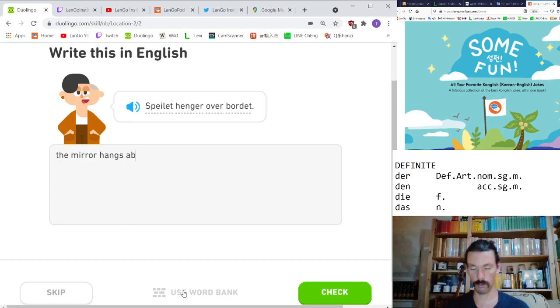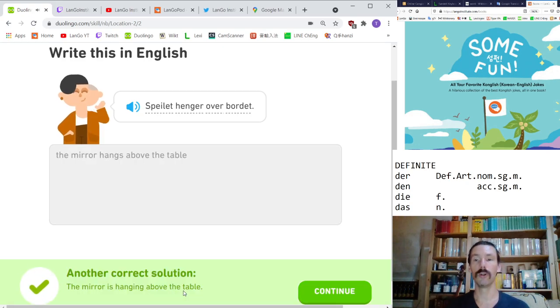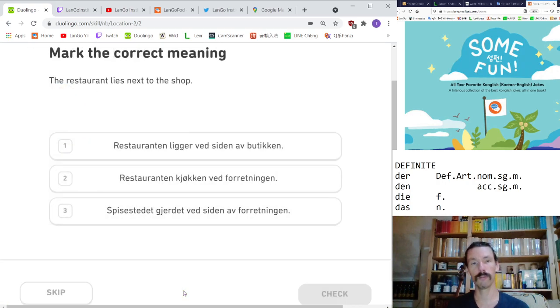Bord. We have board meaning table in English as well, a flat surface of wood. Hangs above the table. Connected, I think, to these Norse words. A lot of Norse influence in English that we're not necessarily even aware of. Window, sky, they, them, their. Those are all Norse borrowings.